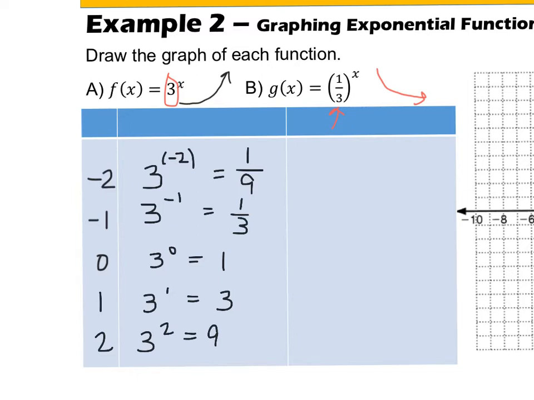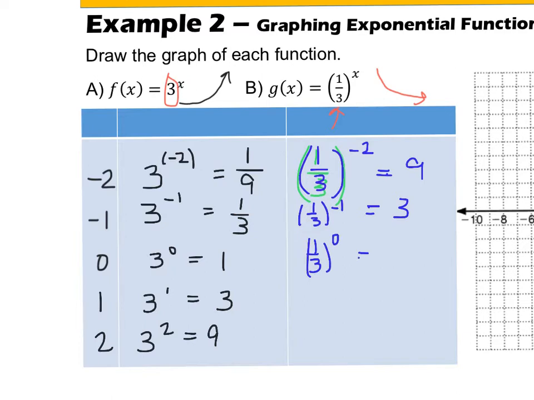So if we go on the other side and we evaluate, we're going to do the same thing. This time it's 1/3, so put 1 divided by 3 in parentheses. One third to the negative 2. What do you get? 9. Positive 9. All right, now 1/3 to the negative 1 is 3. 1/3 to the 0 is 1. 1/3 to the first power is 1/3. 1/3 to the second power is 1/9.